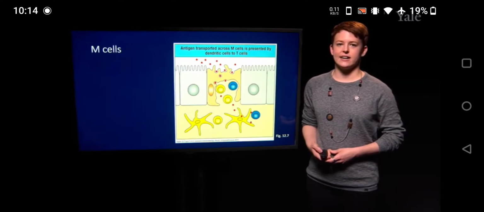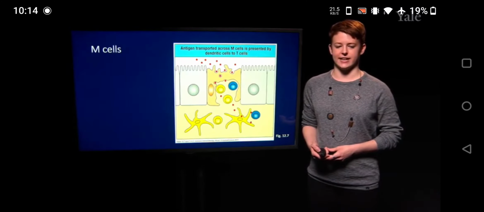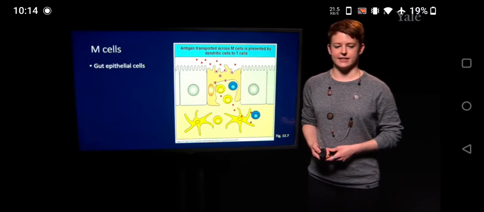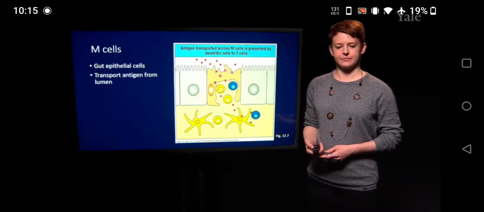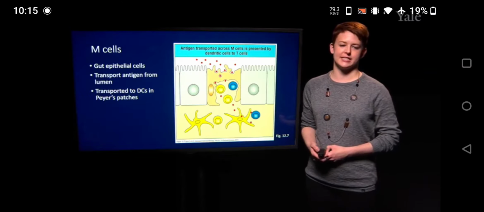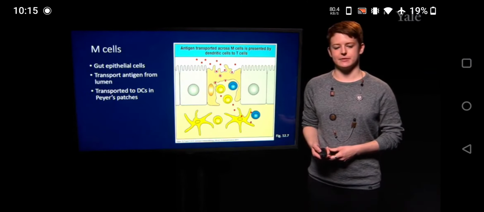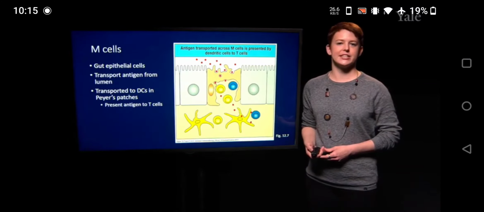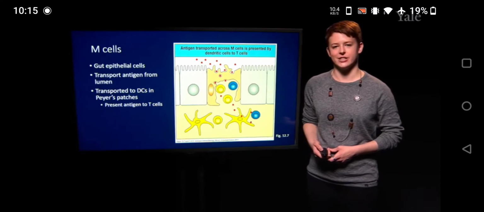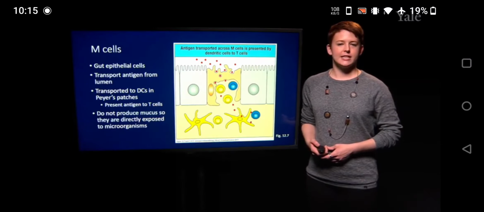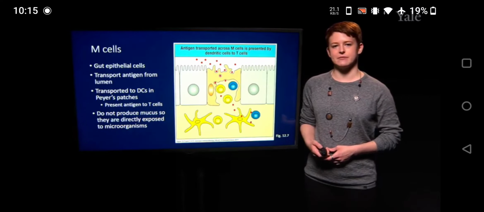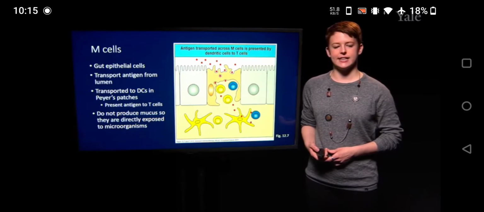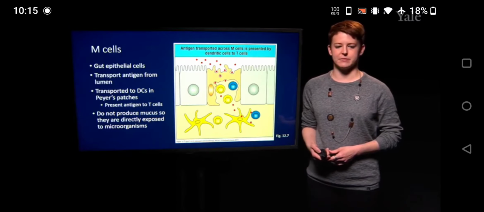M cells are a special cell type found in the gut. They're actually a type of gut epithelial cell, and they transport antigen from the lumen across the epithelium, in particular to dendritic cells within Peyer's patches. The dendritic cells then present this antigen to T cells. Something interesting about M cells is that they don't produce any mucus, which allows them to be more in contact with the microbes in the gut lumen, since they are not blocked by mucus production.